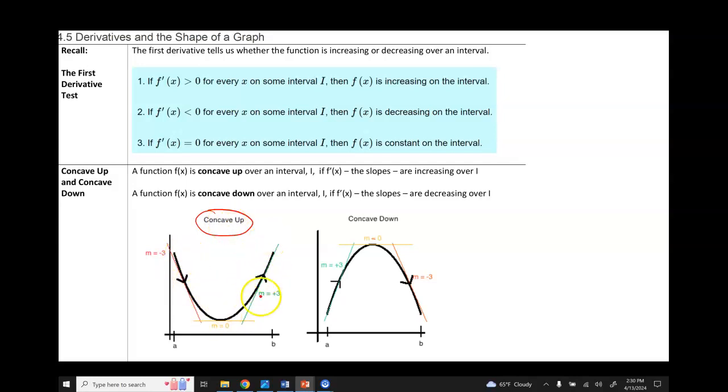Now what I do want you to notice is that for concave up, it makes a U shape. So imagine this is a cup and the water is going to be filled in this cup. That's concave up. Concave down makes an upside down U shape. So if you were to put water in this, it would spill.